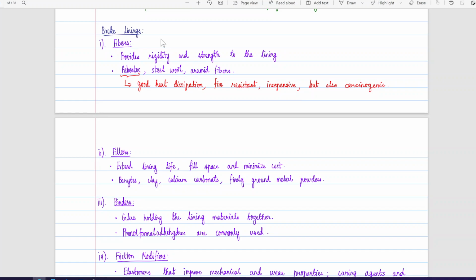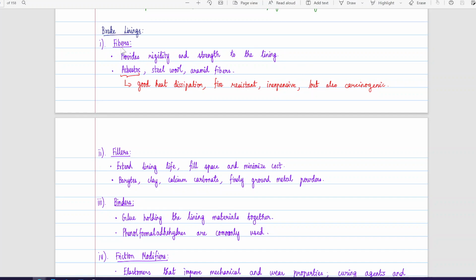Brake linings are the things which we will replace as they wear out. It's a replaceable component, and this is the one which generates the braking force. The quality of the brake lining affects the friction coefficient between the brake lining and the drum, or say the brake pad or the disc, and can result in varied braking performance.